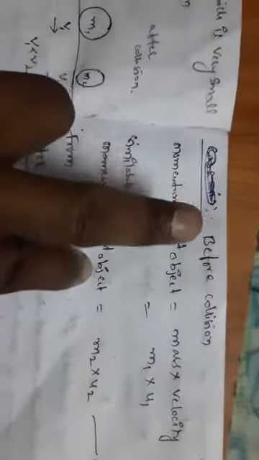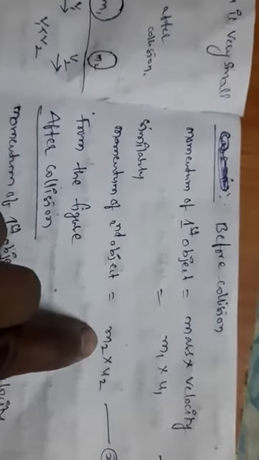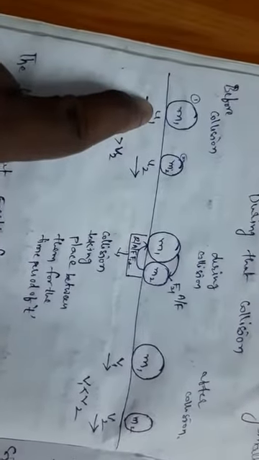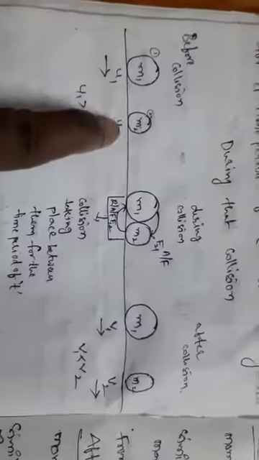In the same way, momentum of second object. Similarly, in the same way means similarly means same. Similarly, momentum of second object, in the before collision case, is equal to m2 u2. Just go through the diagram. Here before collision, mass of the first object is m1, velocity u1. So momentum of first object equals m1 u1. Momentum of second object is equal to m2 u2.